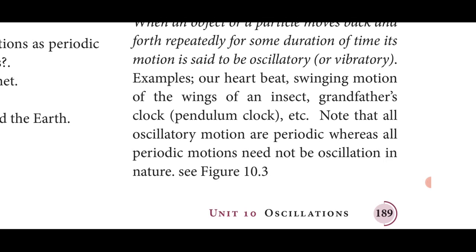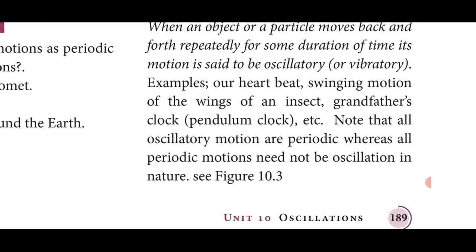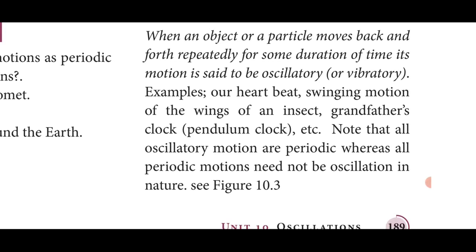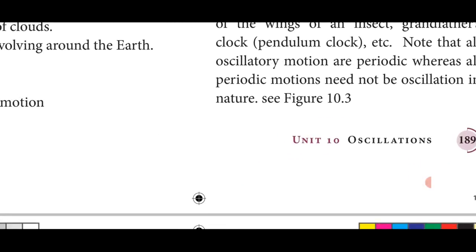Not all periodic motions are oscillatory, because oscillatory means what? It will be moving back again, to and fro motion. If there is a to and fro motion, then it will be an oscillatory one. Normally, periodic means it will have a regular interval of time. If there is no to and fro motion also, it's a periodic one. But if there is a to and fro motion and also a regular interval of time, that is oscillatory motion.